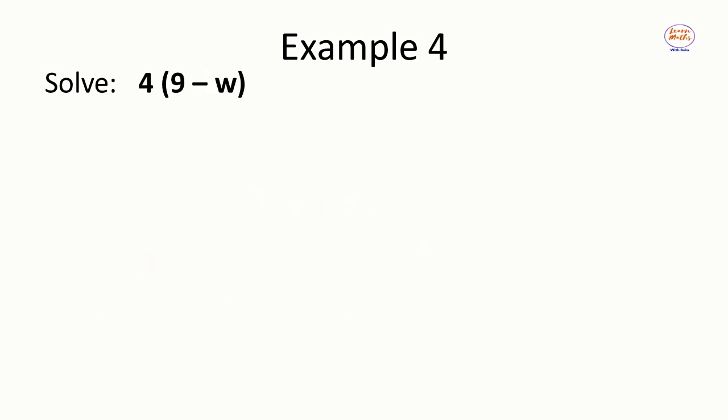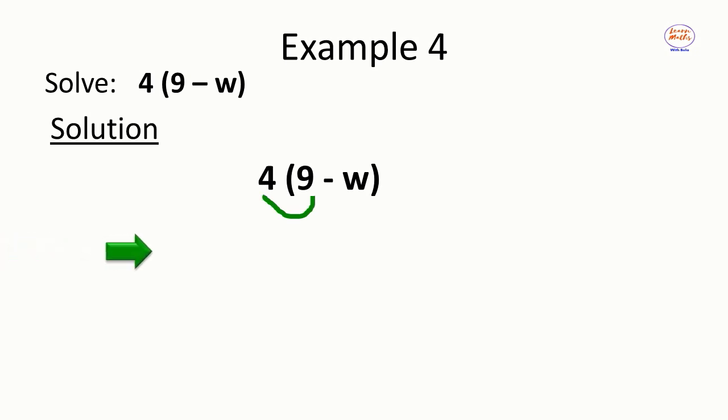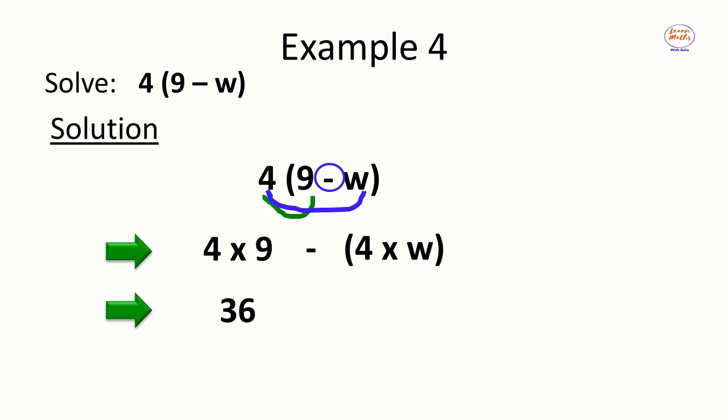Let's go on again. Another different thing. Now your 9 is before and the w is after, but don't forget that this is still a subtraction sign. Whenever you are solving an algebraic expression or any mathematics equation, be very careful with the sign. Your sign matters a lot. And so while solving this, we'll have 4 times 9 minus 4 times w. So we have 36 minus 4w.